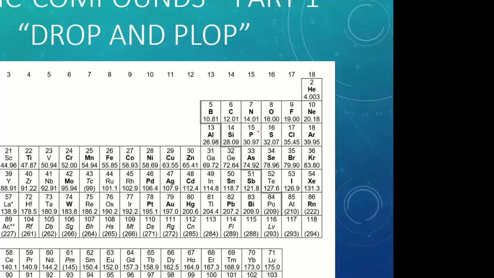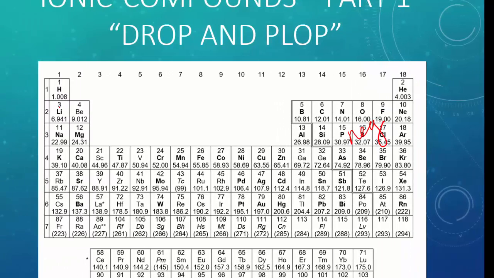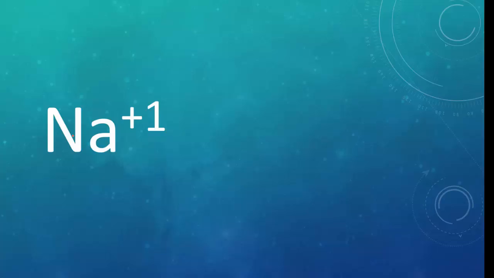So all of these nonmetals over here are going to have a negative charge because they gain electrons. All of the metals will have a positive charge because they tend to lose electrons. So let's look at one example. Here's sodium, and it has lost one electron, which gives it a positive 1 charge.